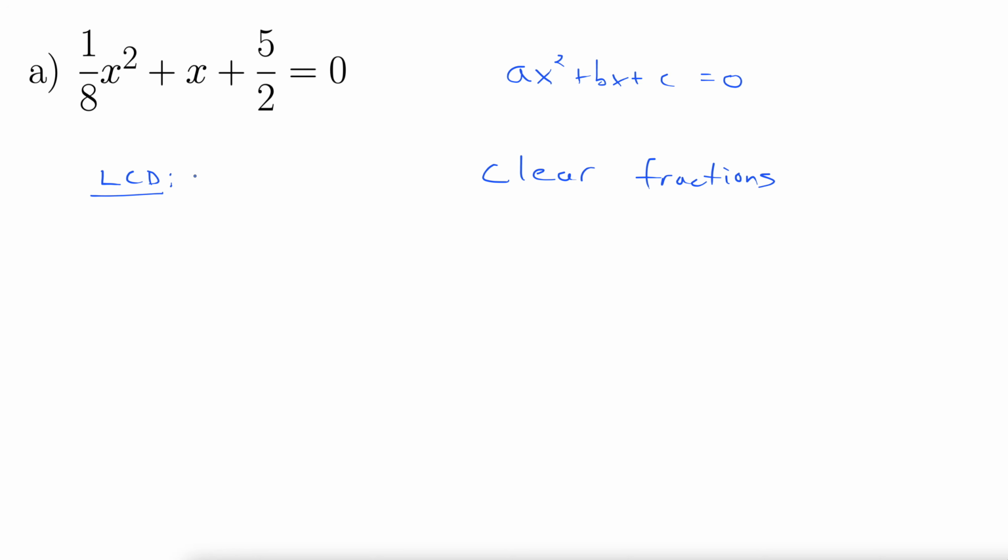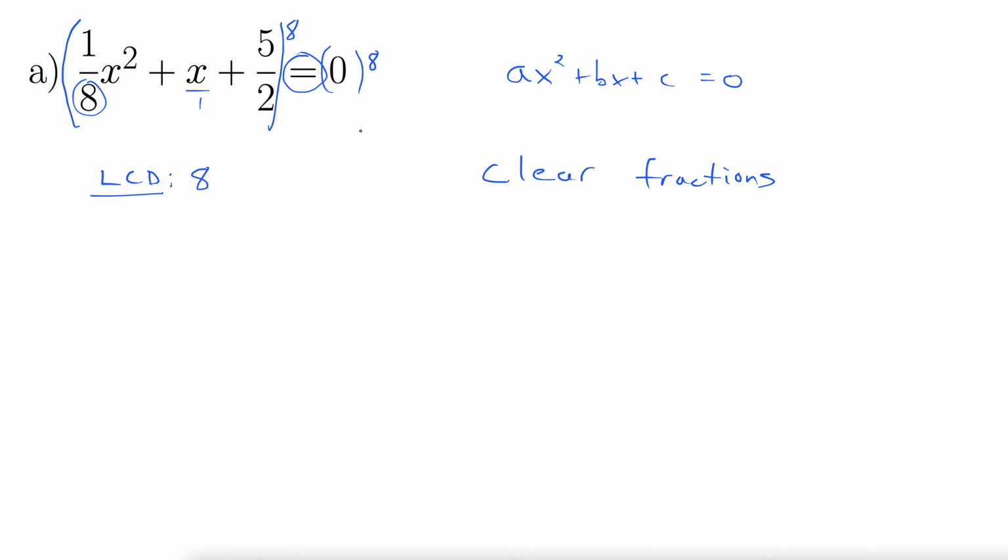I got an 8, so I'm going to put that in right there. Now I'm going to go along to all my other denominators and make sure they're included. Well, 1 is included in 8, and 2 is included in 8, since 2 divides 8. So my LCD is 8. The clearing fractions method works because we have an equal sign. If you don't have an equal sign, you cannot clear fractions. We do have an equal sign, and the way it works is you multiply both sides by the LCD.